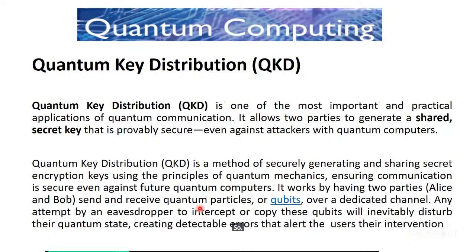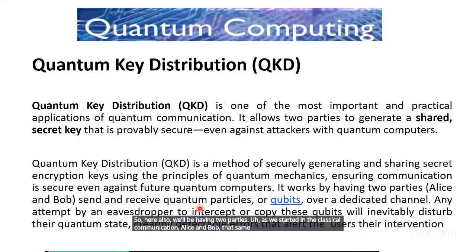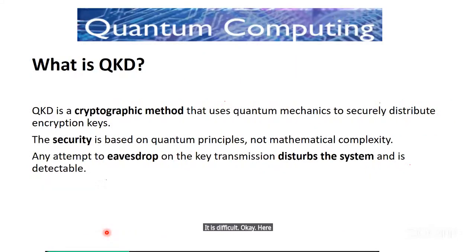Here also we have two parties, as we studied in classical communication, Alice and Bob. Take the same example: one person is sending the data and another is receiving it. Alice sends the data, and Bob receives the quantum data. What will happen now? If any hacker tries to access these qubits, the quantum state immediately starts changing, and you can immediately detect that hackers are trying to access your data. Whereas in classical communication, even if hackers access your data, it is difficult to identify them. Here it is easy to identify.